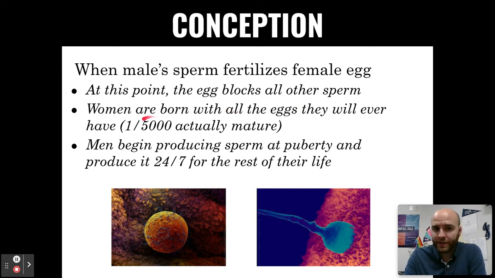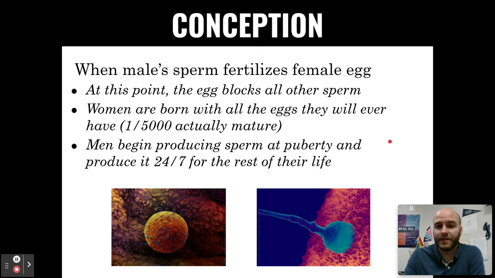So at this point, women are born with all the eggs they'll ever have. We talked about that in class, right? Usually only 1 out of 5,000 actually matured. By the time women hit puberty, they'll have reduced from about 1 million eggs total to about 300,000 or 400,000. And only about 300 or 400 of those will ever be produced during the reproductive cycle. Okay, so there's a limited amount. Men, on the other hand, begin producing sperm at puberty and produce it 24/7 for the rest of their life. Although as they age, there is some degradation to quality and reproductive quality with that.